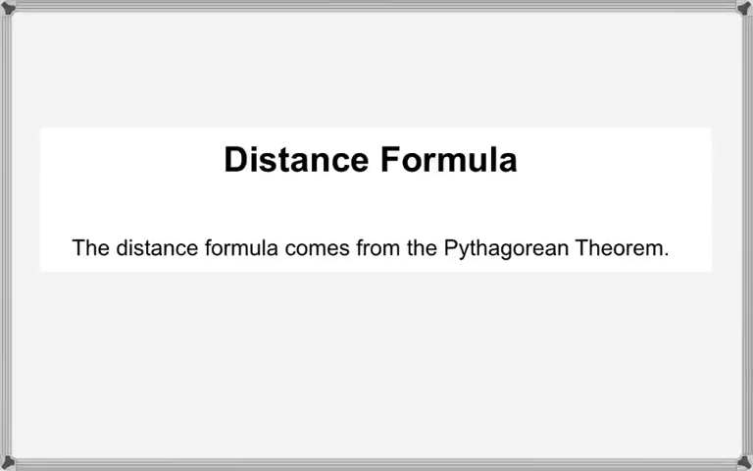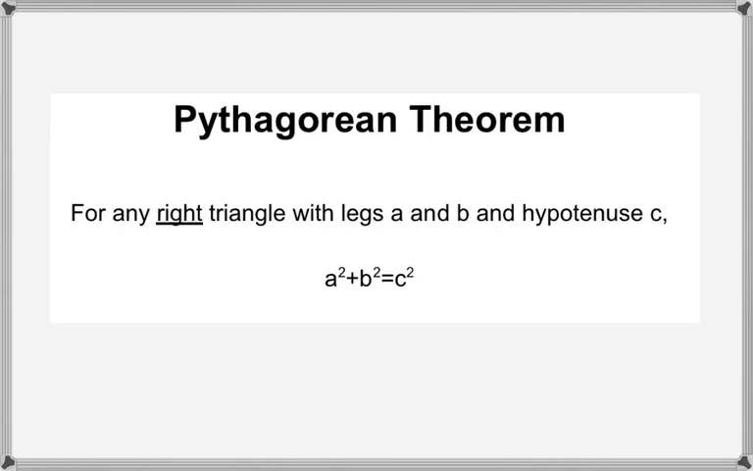In this video, we're going to discuss the distance formula, which comes from the Pythagorean theorem. The Pythagorean theorem only applies to a right triangle, but if a right triangle has legs a and b and hypotenuse c, then we know that a squared plus b squared equals c squared.